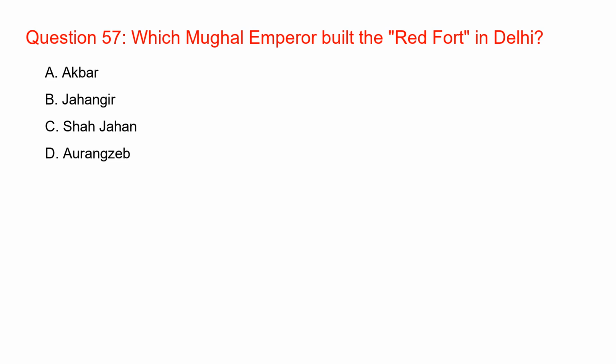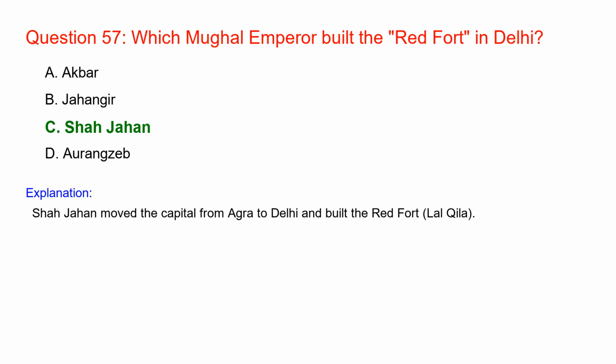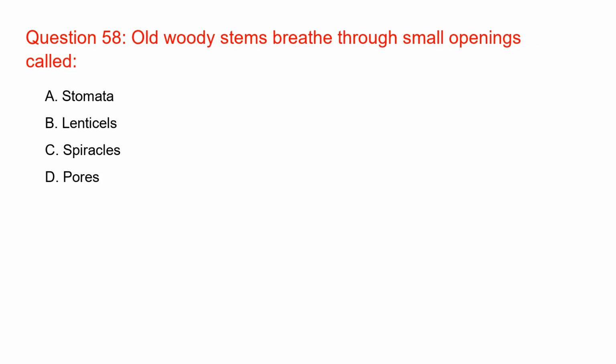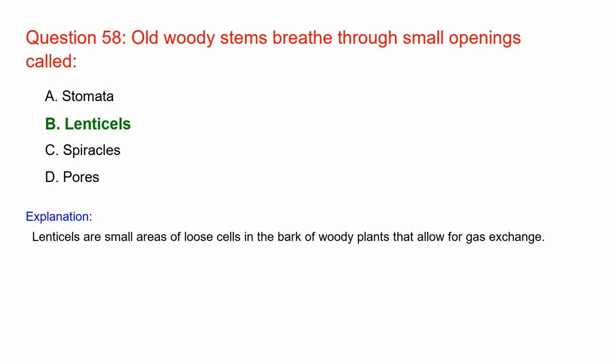Which Mughal emperor built the Red Fort in Delhi? Shah Jahan. Shah Jahan moved the capital from Agra to Delhi and built the Red Fort, Lal Qila. Old woody stems breathe through small openings called lenticels. Lenticels are small areas of loose cells in the bark of woody plants that allow for gas exchange.